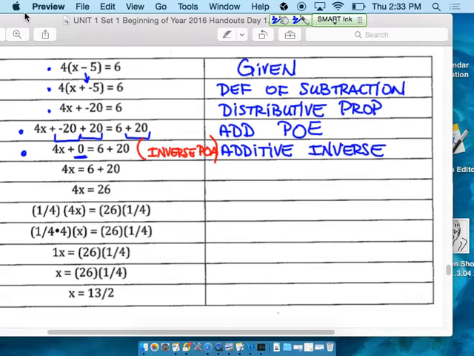Okay, moving on down, now what I'm doing, 4x plus 0 is simply being stated as 4x. And this is the additive identity property. Anytime you add a number to 0, you get the number right back. So that's called the additive identity property. And now in the next step, I'm expressing 6 plus 20 as simply 26. So this is a substitution.